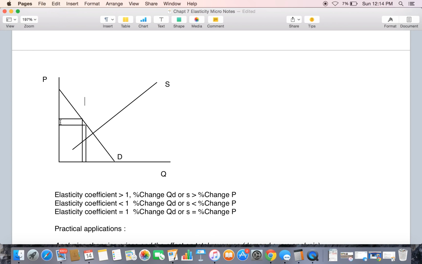So the change in price here, this rectangle, looks larger than this rectangle here, or the change in quantity demanded. This change is greater than that change. So when we have a greater change in price than quantity demanded, we know that we are dealing with an inelastic situation. So for an elasticity coefficient greater than 1, we have an elastic curve. For an elasticity coefficient of less than 1, we have an inelastic curve. And where the change in price is equal to the change in quantity demanded, we have unitary elasticity.